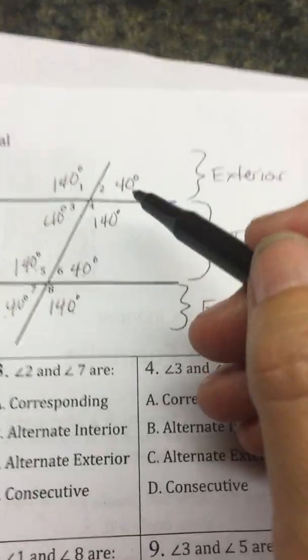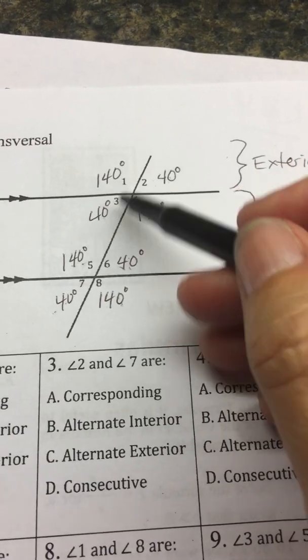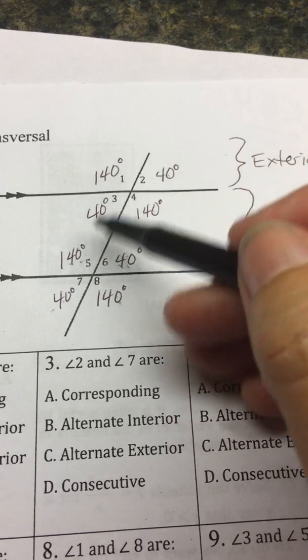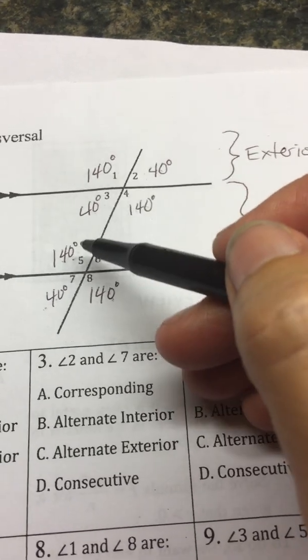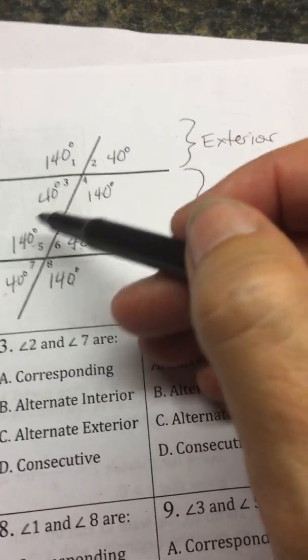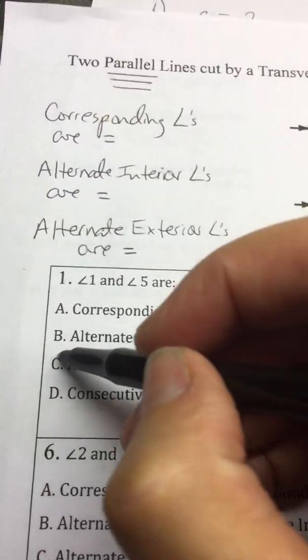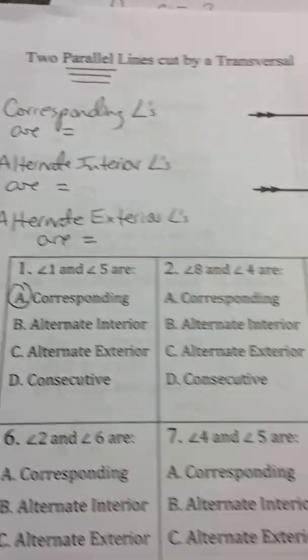So 1 and 5, let's go find 1 and 5. Here is 1 and here is 5. Are they both interior? No. Are they both exterior? No. So they're not alternate interior or alternate exterior. Are they both upper left, upper left? Yes. So these are corresponding angles. So on this one, we're going to pick corresponding angles, A.